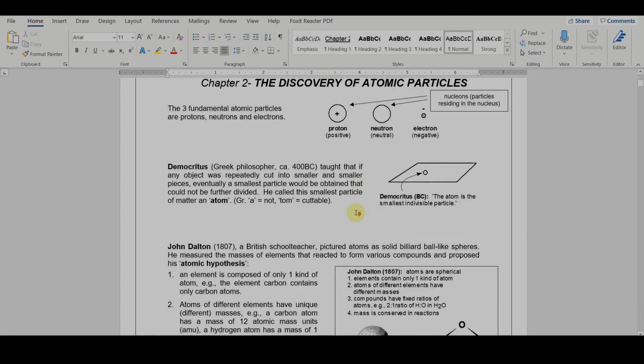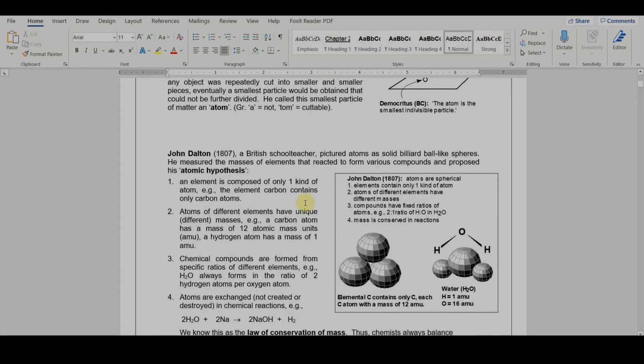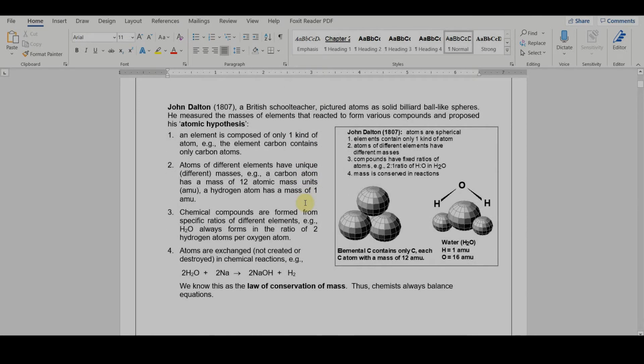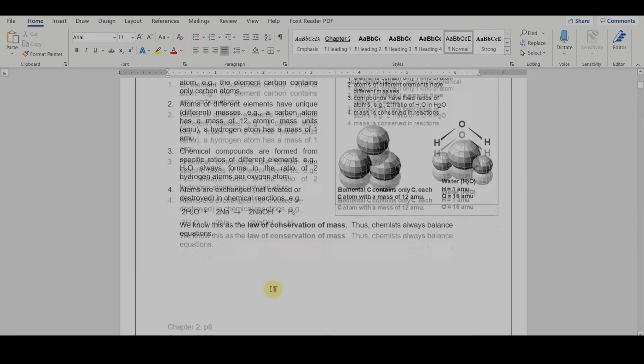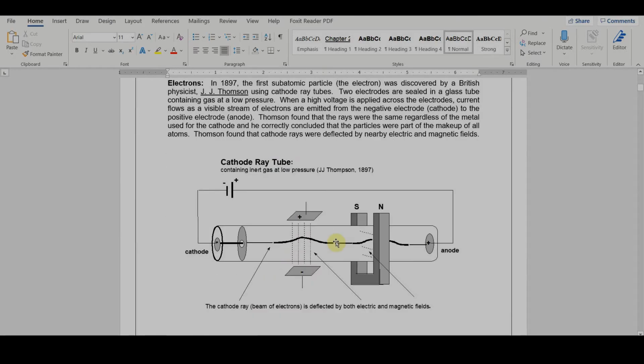We start with the first thought on elementary particles around 4000 BC, Democritus, and then 1807, John Dalton proposed that chemicals react in fixed ratios of different elements. He came up with his atomic hypothesis. Around about 1897, J.J. Thomson applied a high voltage to an evacuated tube and noticed a strange purple-colored ray moving through the tube, and later discovered this to be an electron ray. This is called a cathode ray tube.